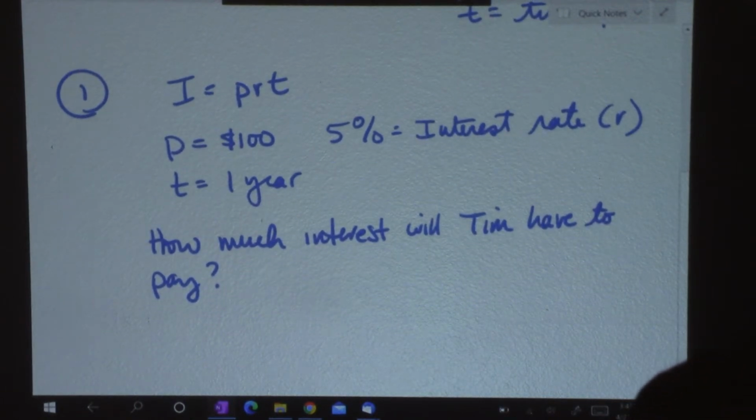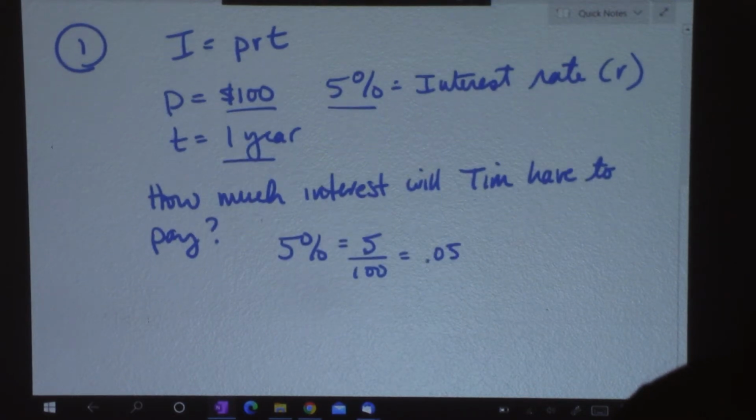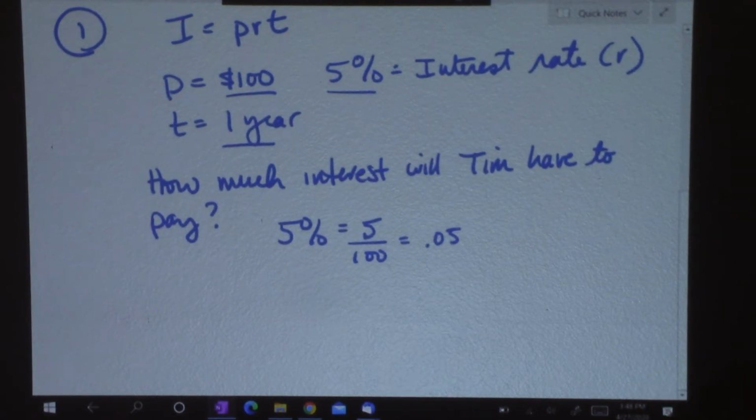Okay, so my formula then, I have my numbers that I need, and I'm going to write 5% as a decimal, so it's 5. And then I'm going to divide by 100 to get rid of the percent sign. Remember, we already learned that in this chapter. That's why this topic is relevant, because we've been learning decimals and percents.